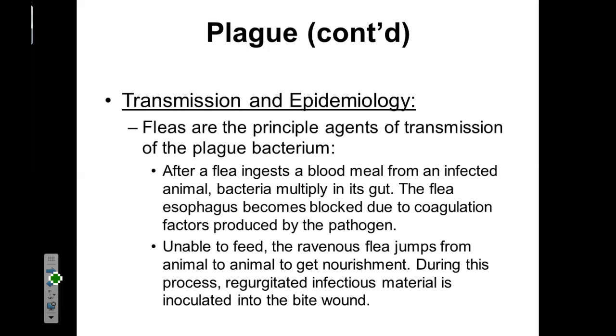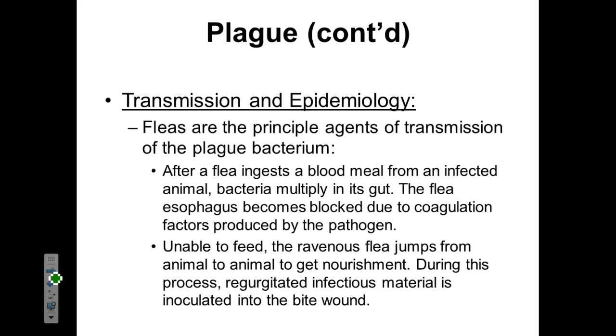Generally speaking, fleas are the principal agent of transmitting this bacterium from organism to organism. And if we have more fleas, we can have more cases of the plague. The fleas, generally speaking, are going to be transmitted on an animal vector, such as a rat.